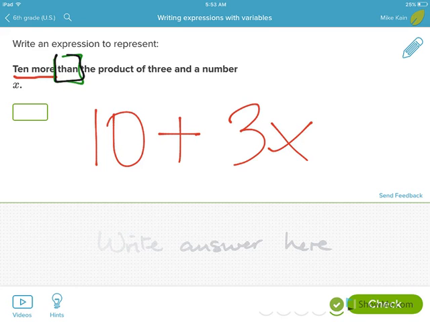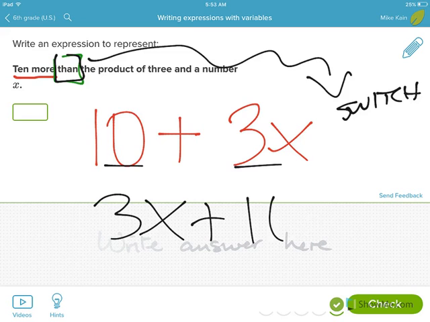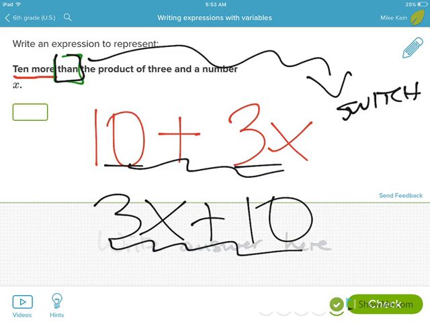All right, well, let's go back to this again. Remember, than is the switch word. Switch word. So that means we have to switch these around. So this is actually 3x plus 10. Now, honestly, this and this are the same, but let's not get confused. Just remember that than is that switch word. Okay, hopefully I'll get it.